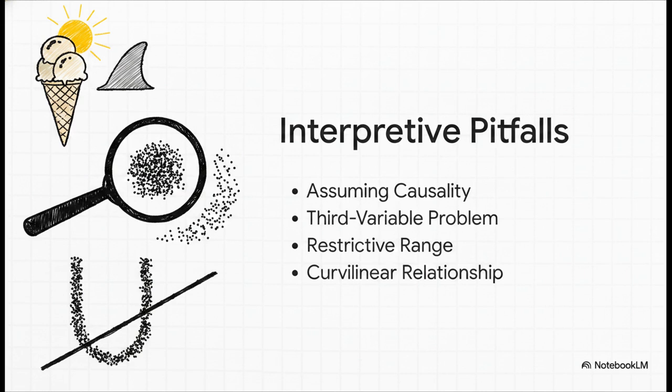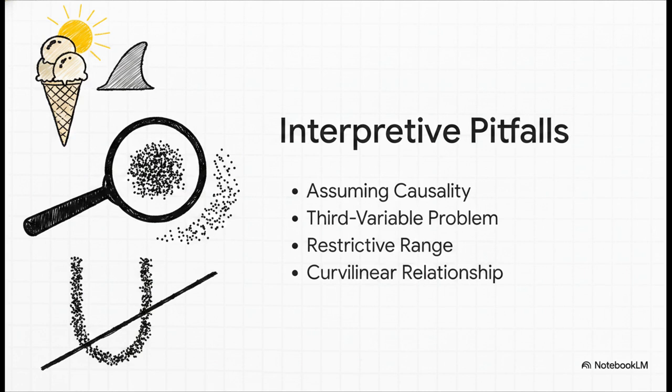Third, having a restrictive range. If you only test professional athletes, you are completely missing the true picture of average human fitness. And finally, assessing a curvy linear relationship. Sometimes things go up, they hit a peak, and then they go back down, forming a curve. If you try to force a straight regression line through a curved relationship, your predictions are going to be completely, wildly wrong.